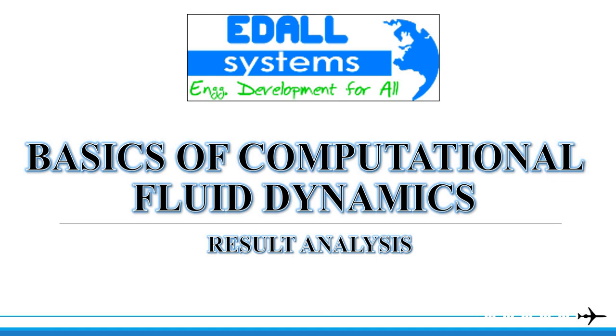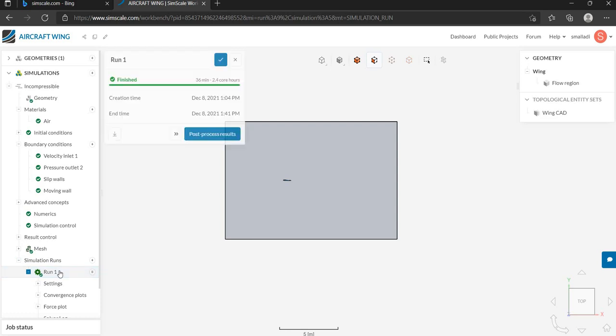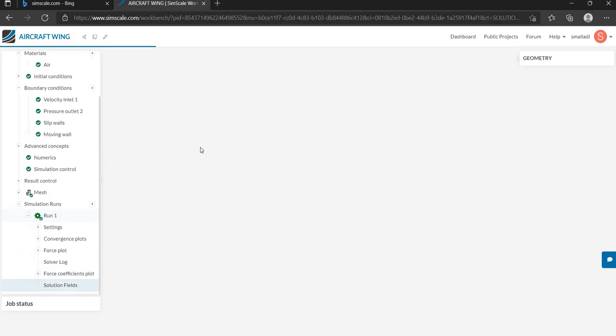In this session, I will discuss the results of aircraft wing analysis. Let's start the result analysis. For that, go to simulation runs, click on run, then click on post-process results.